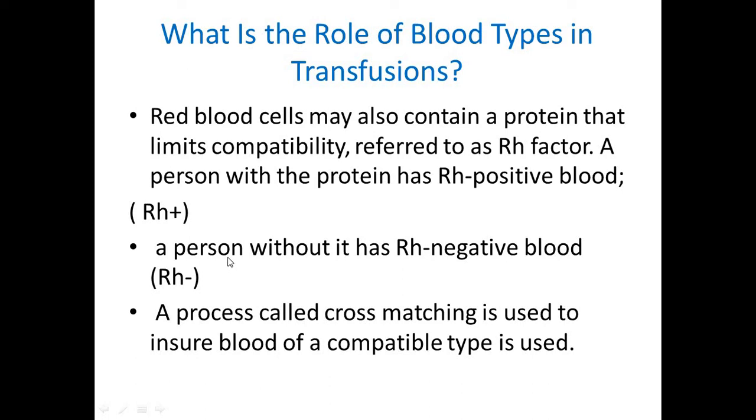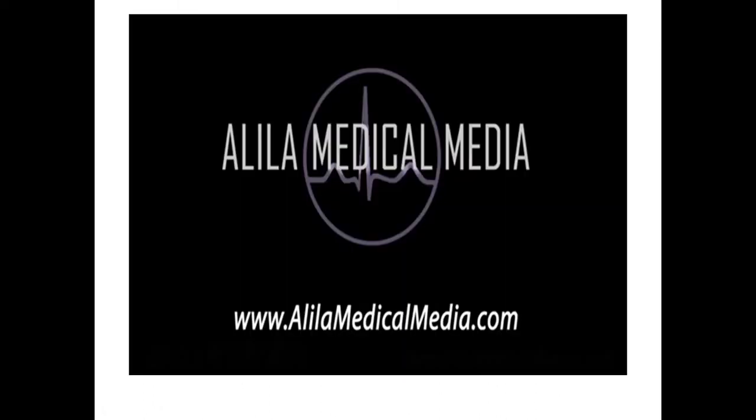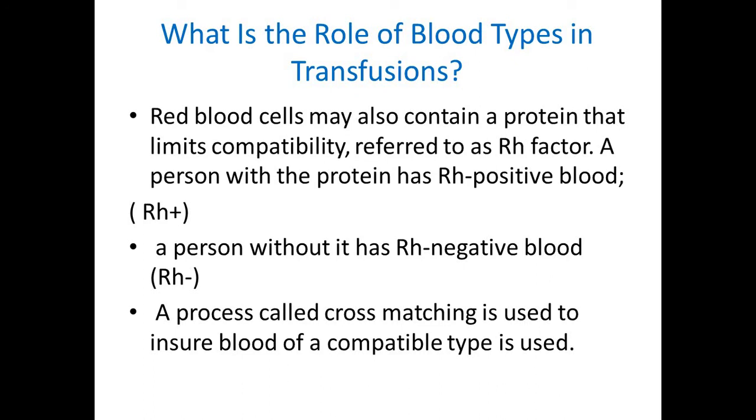Of course, the process called cross matching is used to ensure blood of compatible type is used. For example, a person who has this protein factor Rh cannot receive any blood from a person that doesn't contain this protein, because this protein, Rh, makes the clumping protein develop and react quickly, as I said to you.